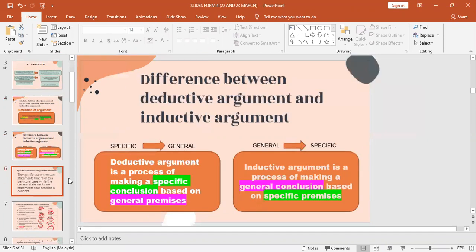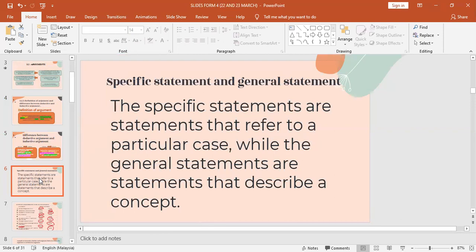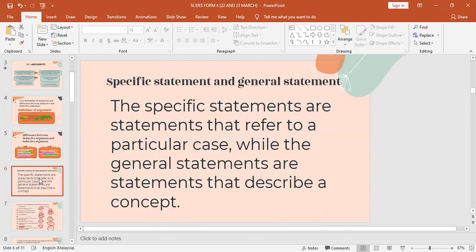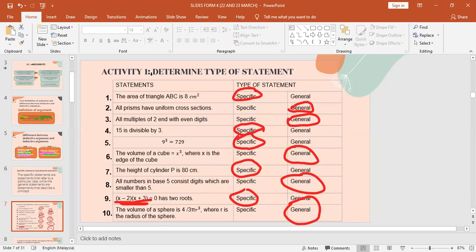And then kita belajar juga macam mana nak tentukan statement tu specific or general. Kalau statement tu general, maksud dia kupas pasal the whole concept, but if it is specific, it only talks about particular case. Okay, and this is activity 1. You can refer this in your textbook, and anyway, I will give you all the recording after this, insyaAllah. So maybe kalau sampai habis, kita habiskan sampai 1:10 je.